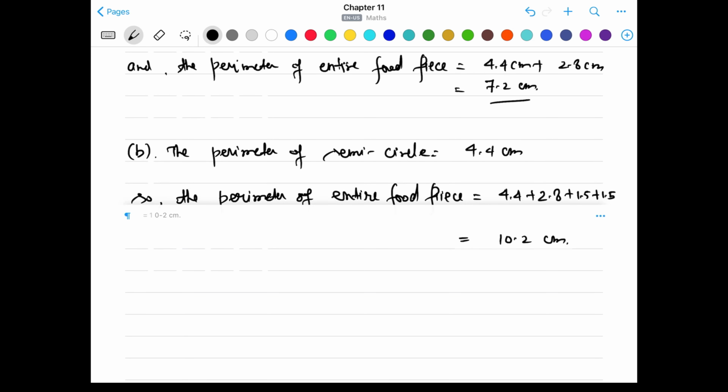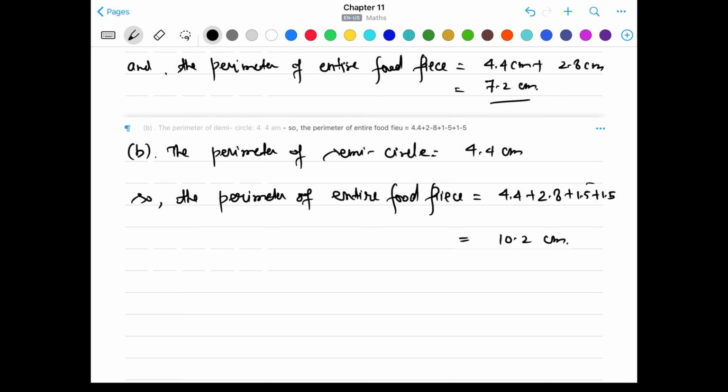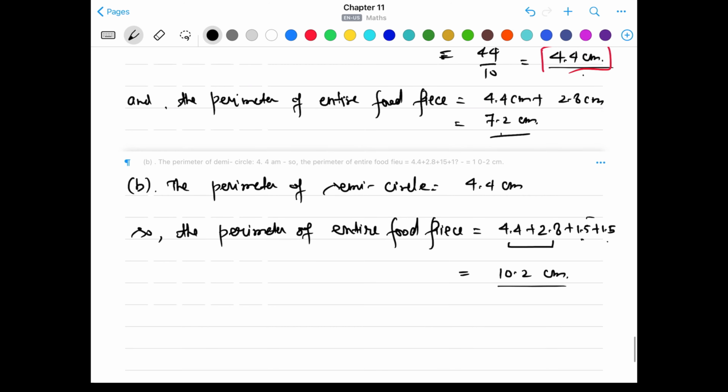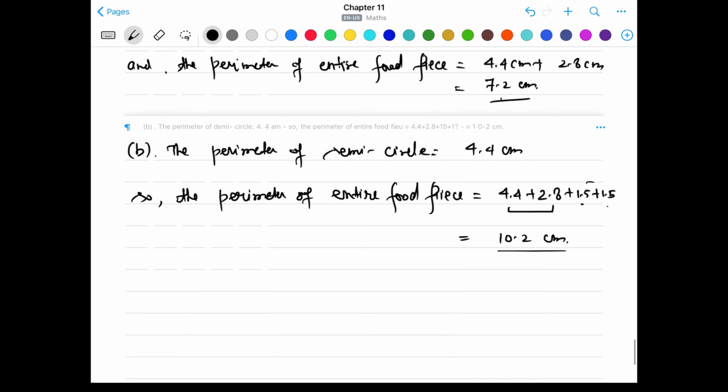As we have already done above, the sum of 4.4 and 2.8 is 7.2, and 1.5 and 1.5 is 3, so the total is 10.2. So for food B, the ant has to travel a slightly longer length.